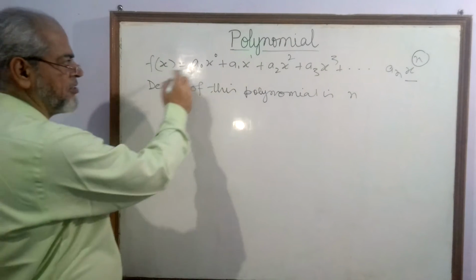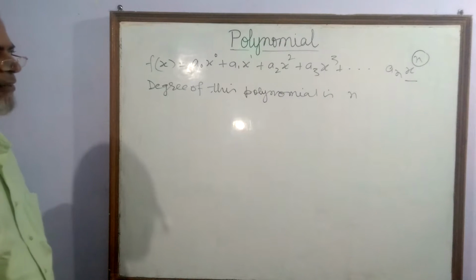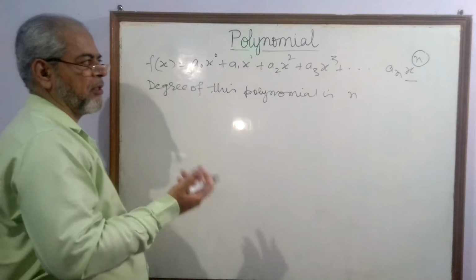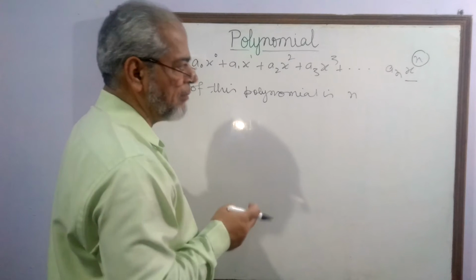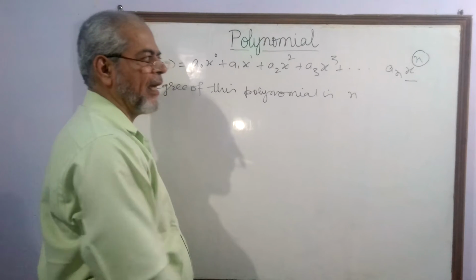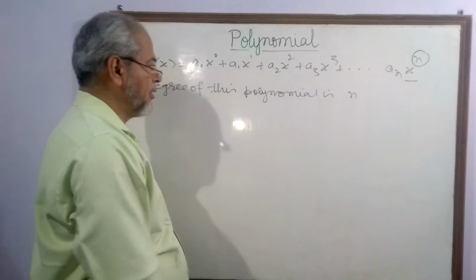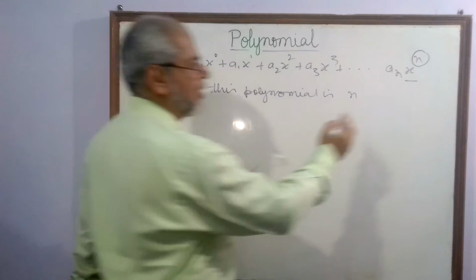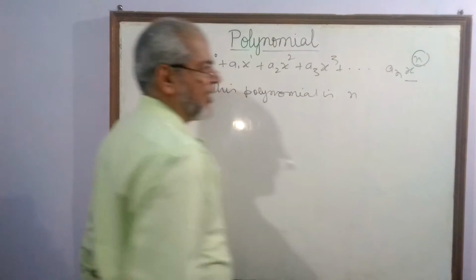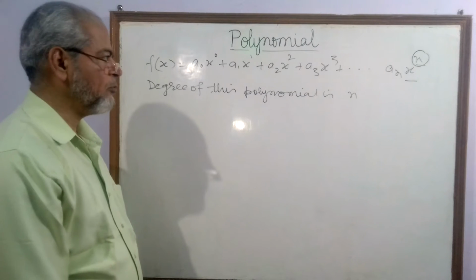So for f(x) = a0 x^0 + a1 x^1 + a2 x^2 + a3 x^3 and so on up to an x^n, the degree of this polynomial is n. That is the highest power of the variable.